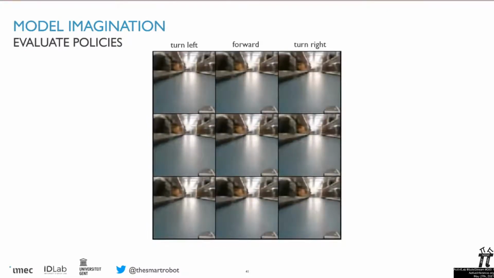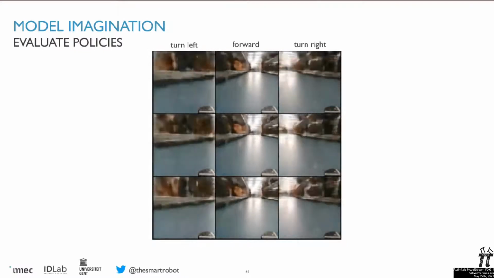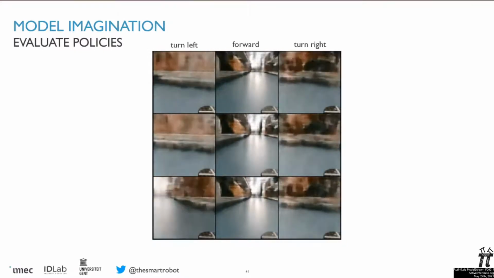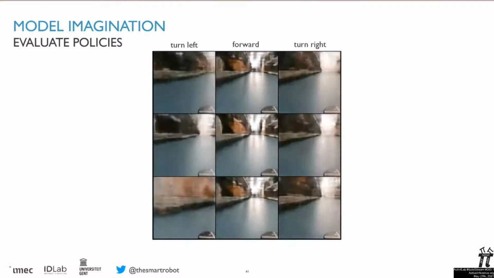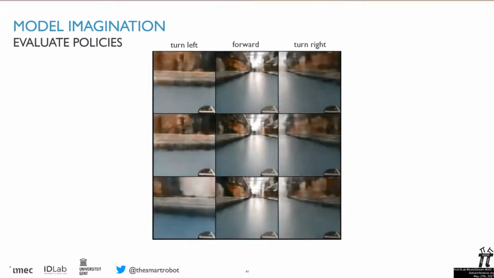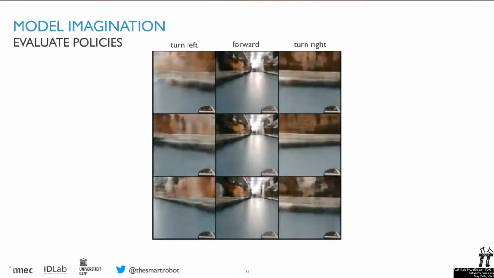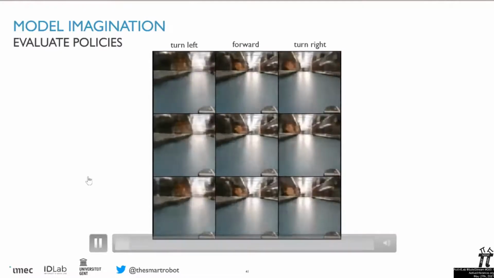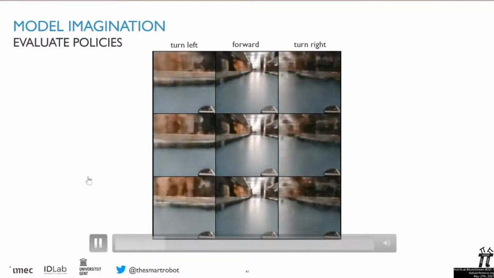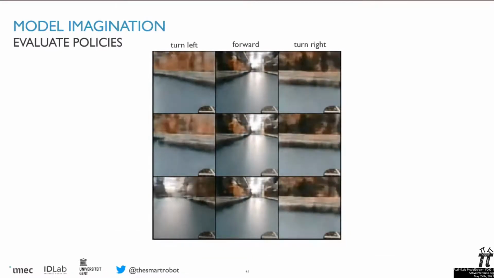Then here is how we can evaluate policies. So we provided 3 possible policies: turn left, forward, and turn right. And then you can imagine what all these things will do in the environment. And then similarly as before, you can calculate the G and select the one that will most likely bring you to your preferred sequences.